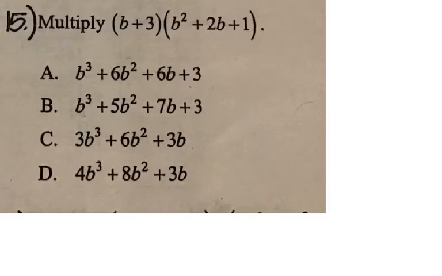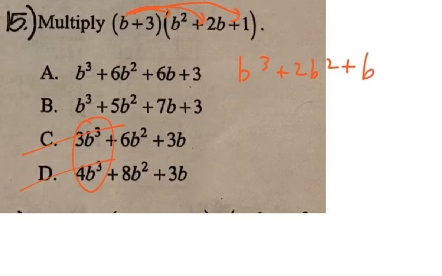Here, we have a typical distribution problem. Let's get at it. I know b times b squared is b cubed. Already, I can cancel out c and d, by the way, because there is no 3 or 4b cubed in this problem. b times 2b is 2b squared. b times 1 is b. All I did was distribute the b, right?